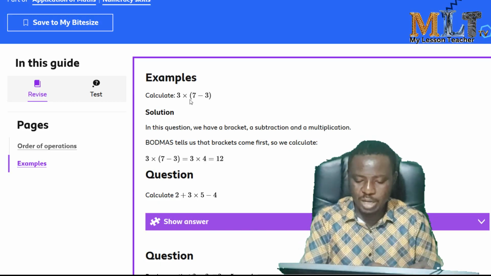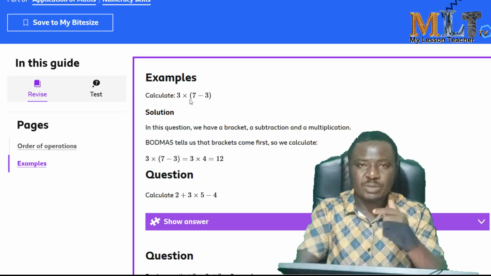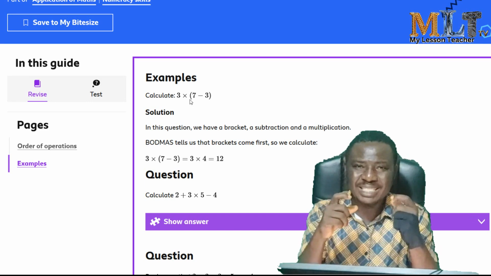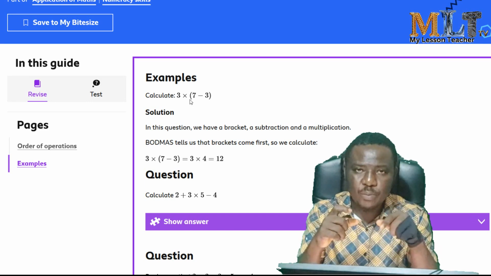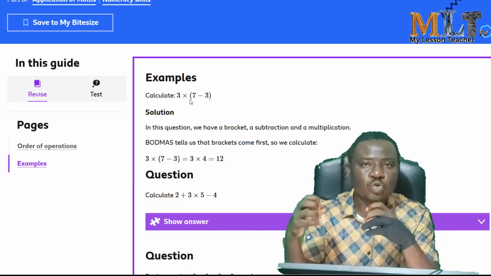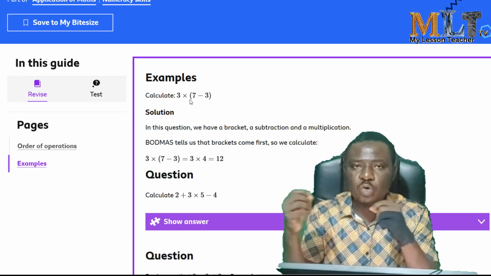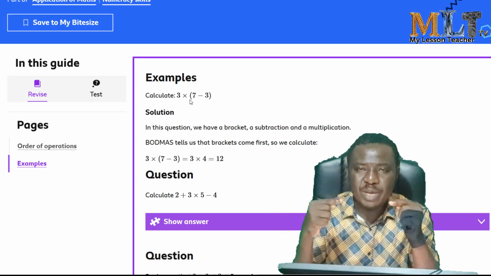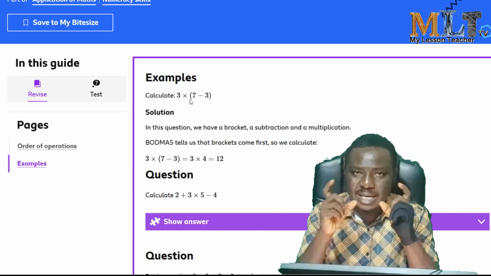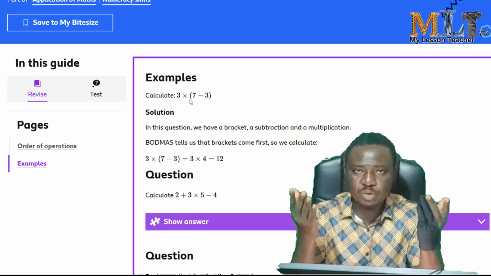So we calculate 3 times into bracket 7 minus 3, which means you have to carry out the operation of the bracket. No matter the operation that is in that bracket, carry out all the operation in that order. In the bracket, you must also obey BODMAS. If you have 2 or more operations in that bracket, you must also carry out the operation based on order of preference. In this example, in that bracket, we have only subtraction, so you have to subtract.